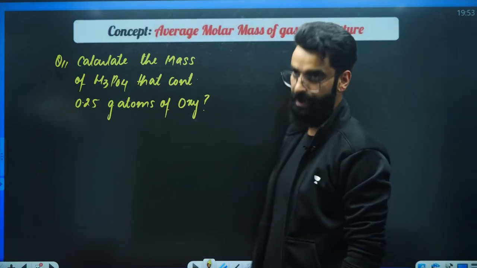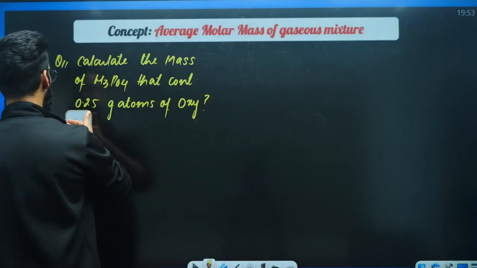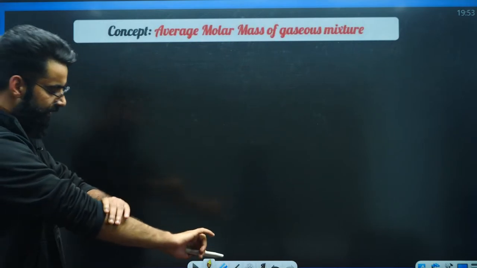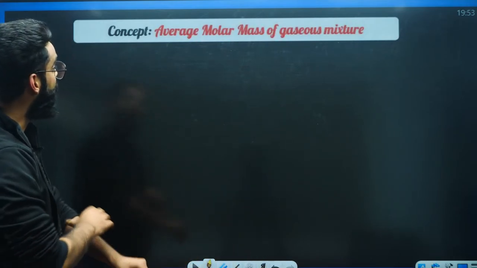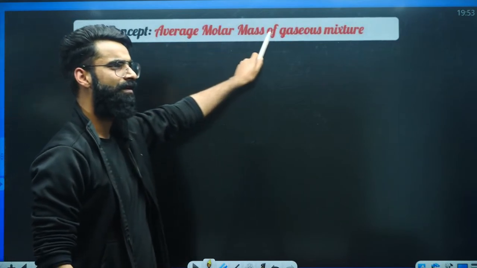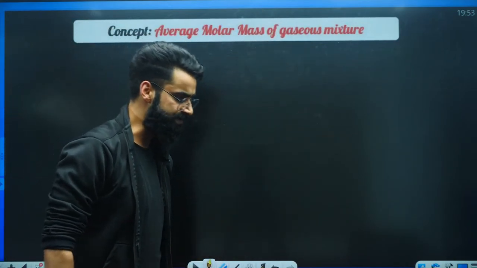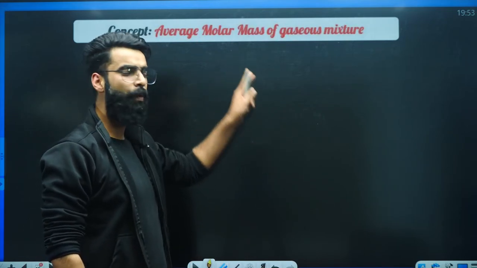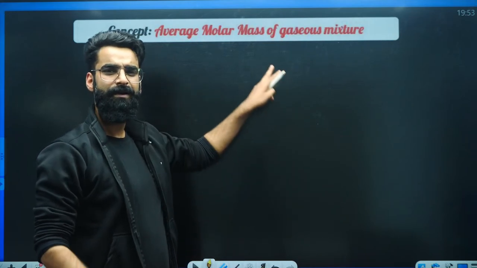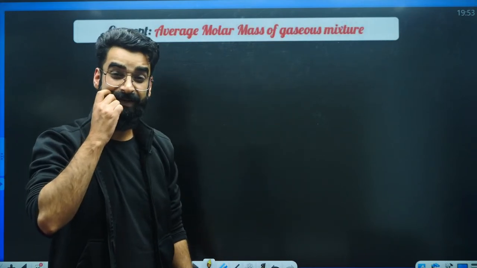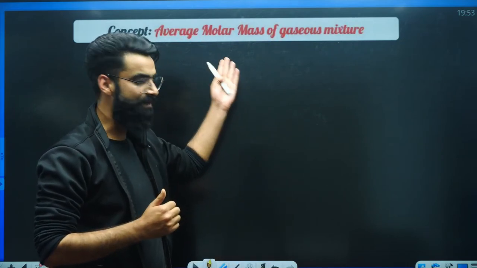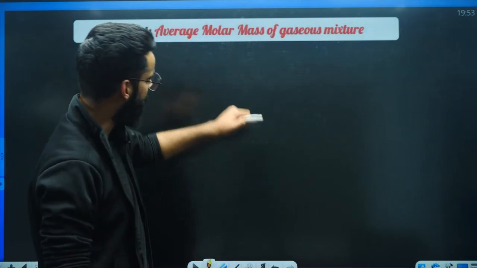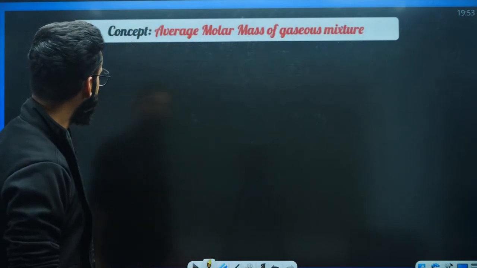All right, now let me erase this and let's move on to one more very, very important concept. This particular concept which we are going to discuss now is frequently used in the states of matter chapter. It is frequently used in thermodynamics. We can relate this concept with equilibrium as well. So its application is everywhere as far as your physical chemistry is concerned. So let's have a look at exactly what this concept is all about.